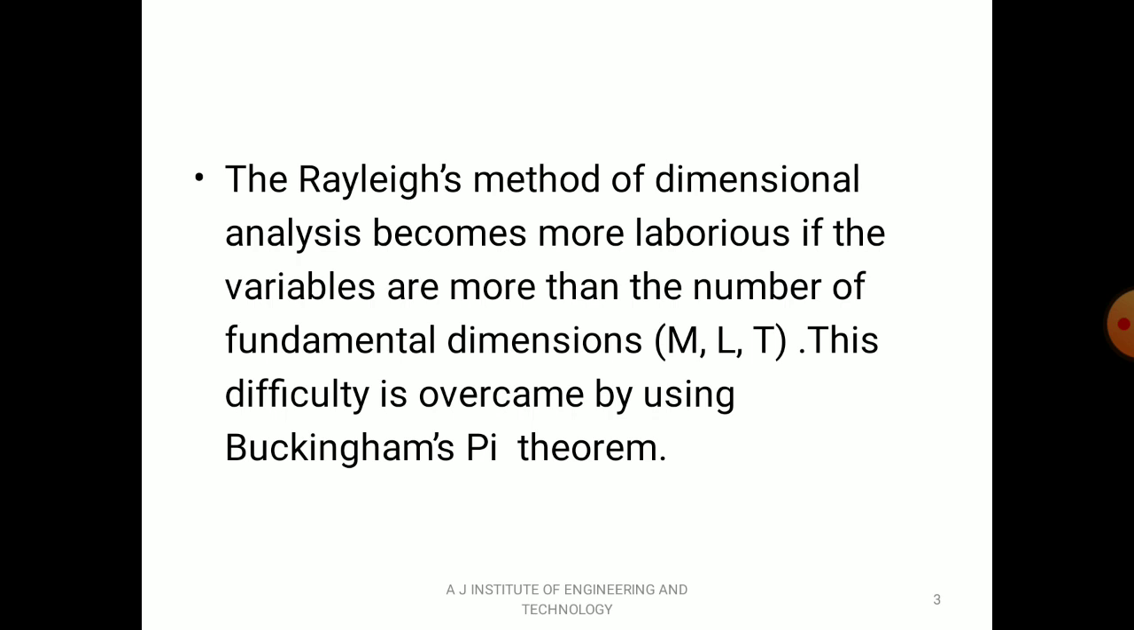So that's why the Rayleigh method has complexity in solving if the number of variables is more than 3. So we should go for some alternative. That alternative here is Buckingham Pi theorem.